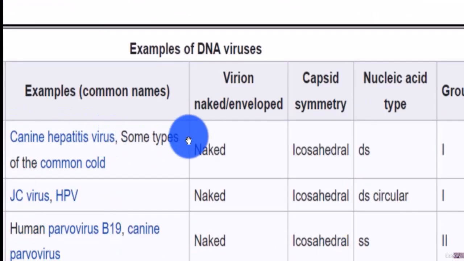Virus family, example, virion and capsid symmetry, nucleic acid group: adenovirus. Adenovirus, like canine hepatitis virus, some types of common cold. The virion is naked, the capsid icosahedral, nucleic acid double strand.